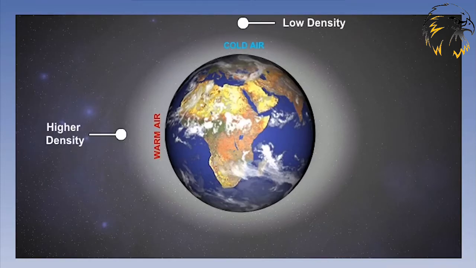As a result of this, over the poles where we have cold air, the density at a high flight level would be much lower than at the same flight level over the equator. At high altitudes, we can say that density decreases with latitude.